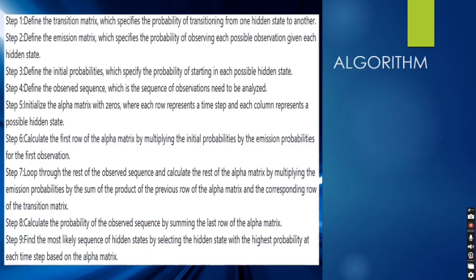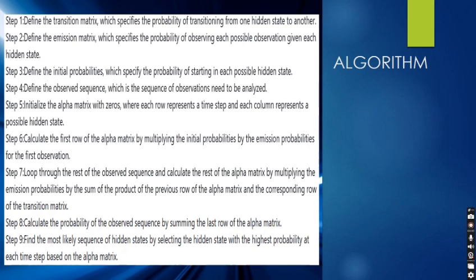Step 4. Define the observed sequence, which is the sequence of observations that need to be analyzed. Step 5. Initialize the alpha matrix with zeros, where each row represents a time step and each column represents a possible hidden state. Step 6. Calculate the first row of the alpha matrix by multiplying the initial probabilities by the emission probabilities for the first observation.